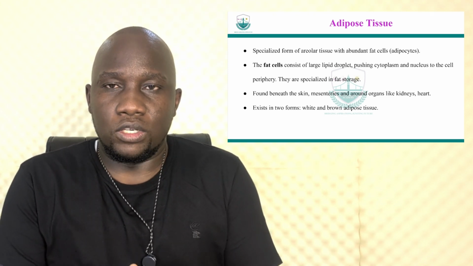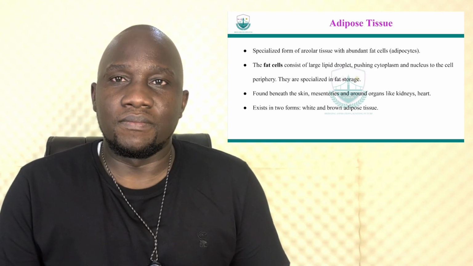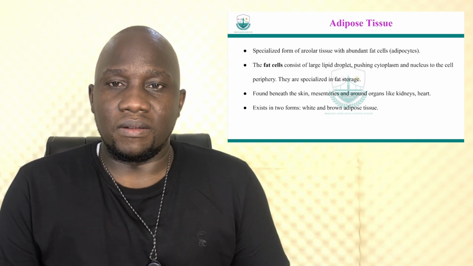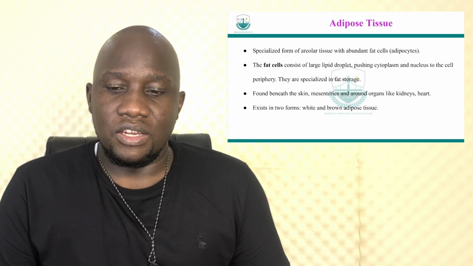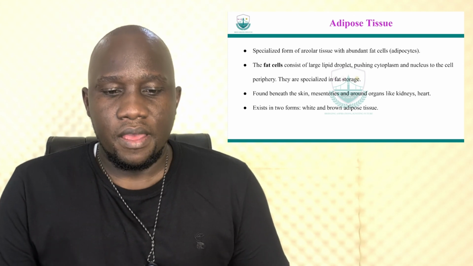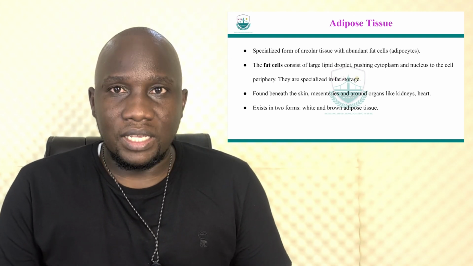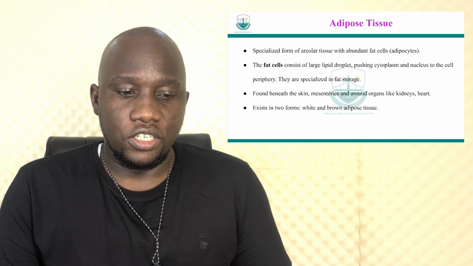That is what basically occupies the center of these cells. So this pushes the cytoplasm and the nucleus to the peripheral, to the side. That means that these adipocytes, or these fat cells, are basically specialized for fat storage.